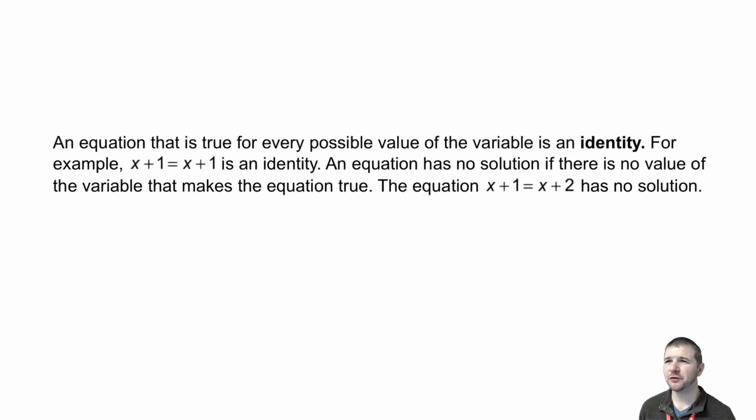An equation that is true for every possible value of the variable is an identity. For example, x + 1 = x + 1 is an identity. An equation has no solution if there's no value of the variable that makes the equation true. The equation x + 1 = x + 2 has no solution.